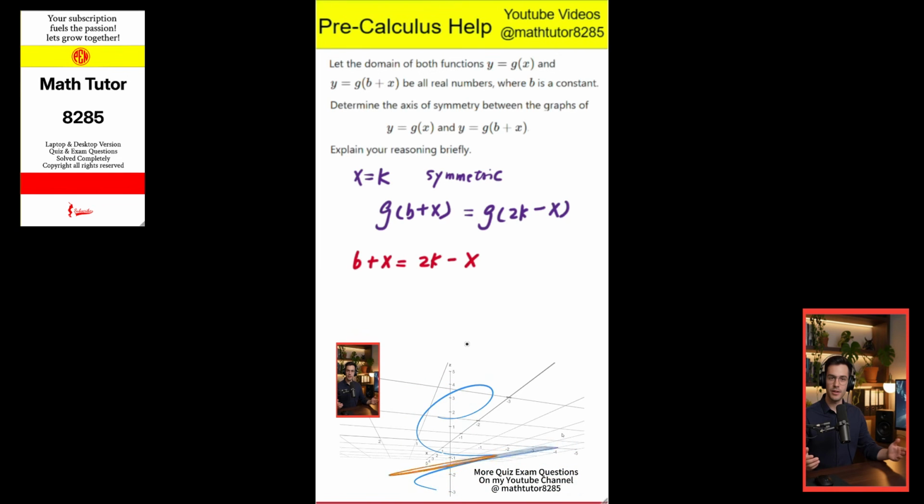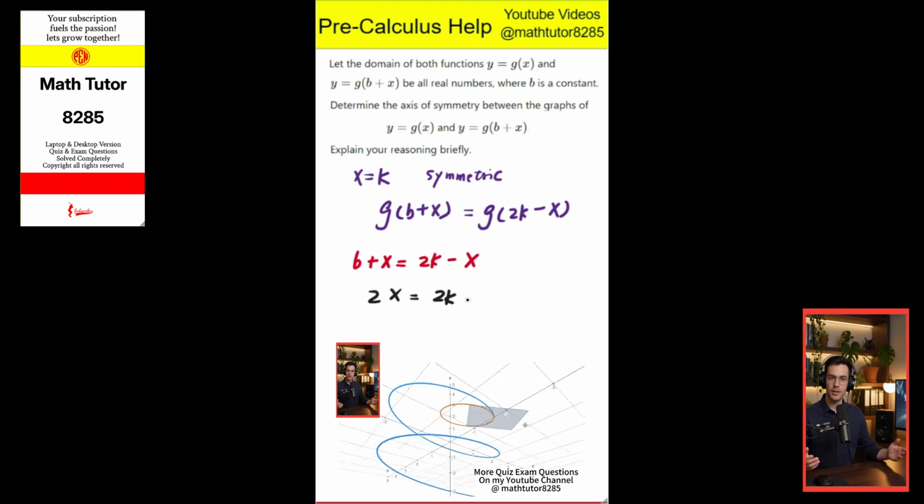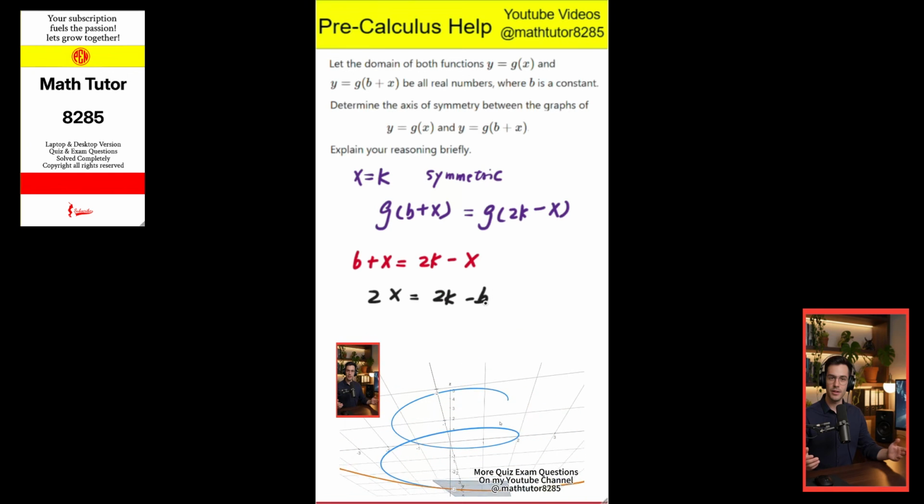Next step. Now, compare the parts inside the parentheses. That is, compare b plus x and 2k minus x. For the two expressions to represent mirror images about the line x equals k, they must be equal. Next step. Set b plus x equal to 2k minus x and solve for k. When you bring the x terms together, you find that 2k equals b. Therefore, k equals 1/2 of b.